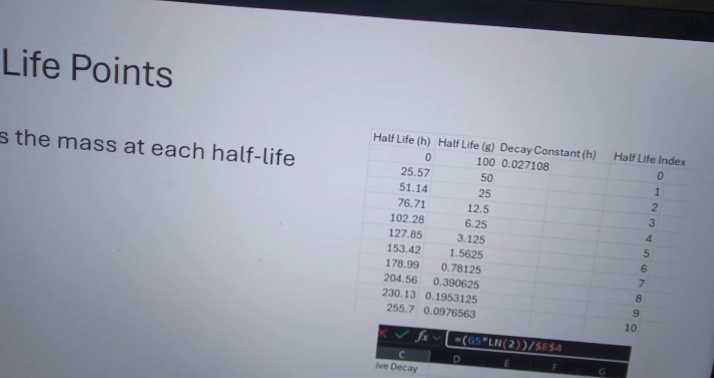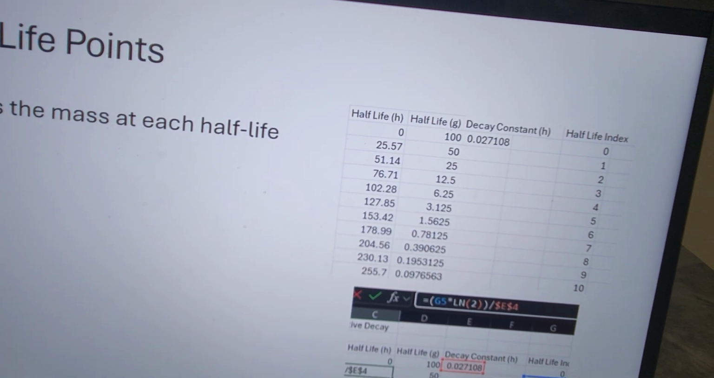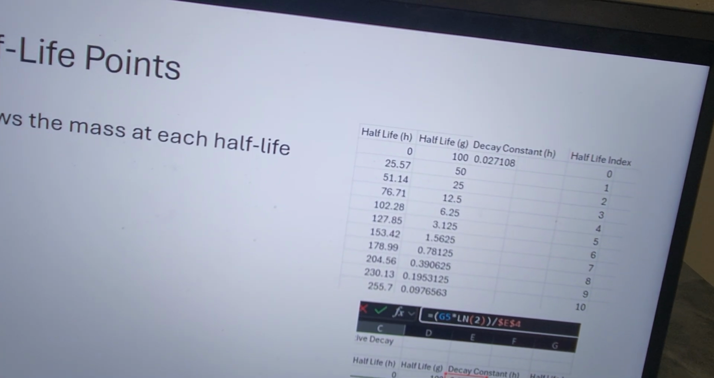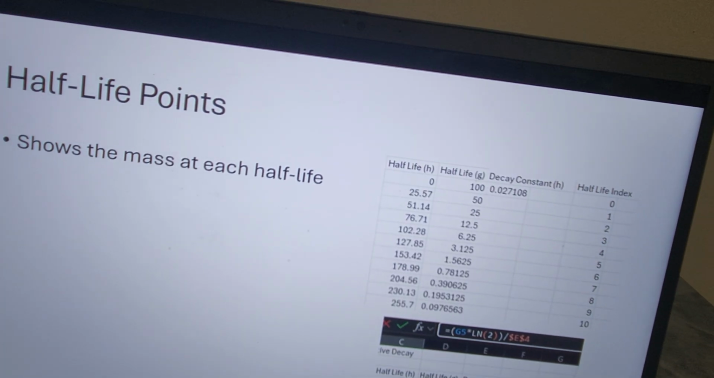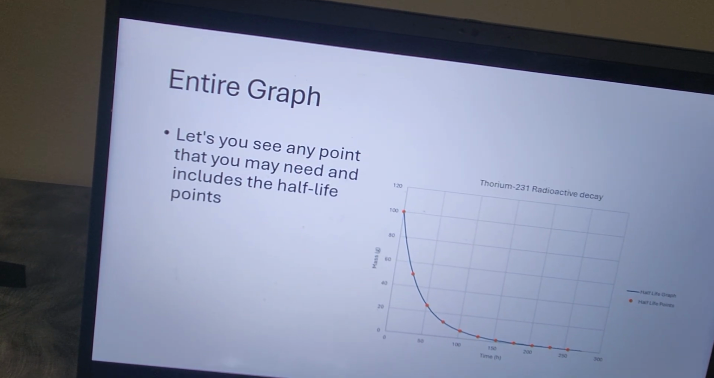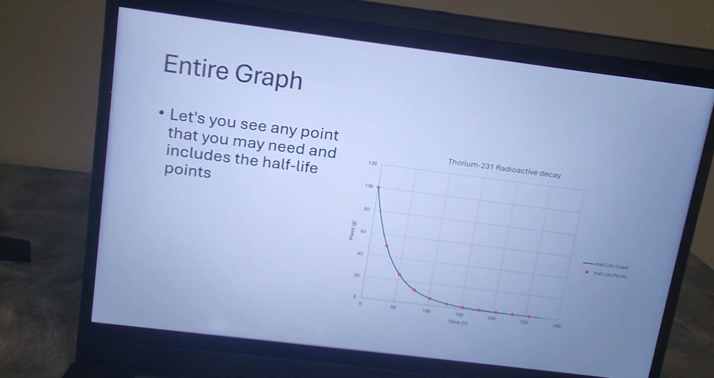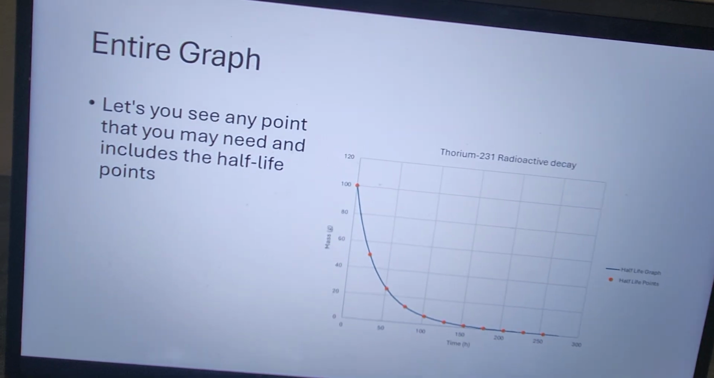The only reason I did that was to be extra sure that I put it along the correct curve. And then the half-life grams was not as difficult. I just divided each number by 2 as it went down, and that gave me those. And then here is the entire graph. As you can see, it shows each half-life point starting at 0 and going until roughly 255.